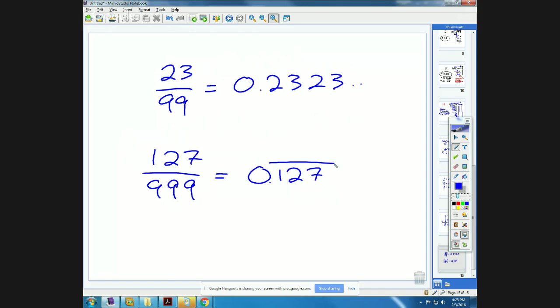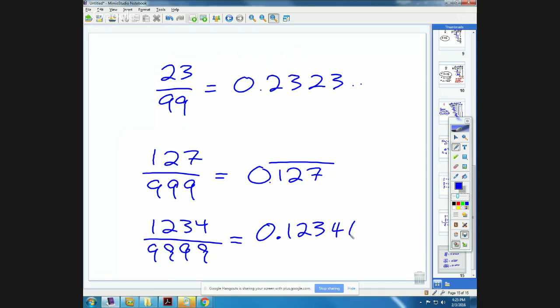Yeah, so without a calculator, I want you to find the following decimal. What would happen if I took 1,234 and divided by 9,999? What would I get as a decimal? I would get 1, 2, 3, 4 repeating. 1, 2, 3, 4, 1, 2, 3, 4. And that 1, 2, 3, 4 keeps going over and over and over again.